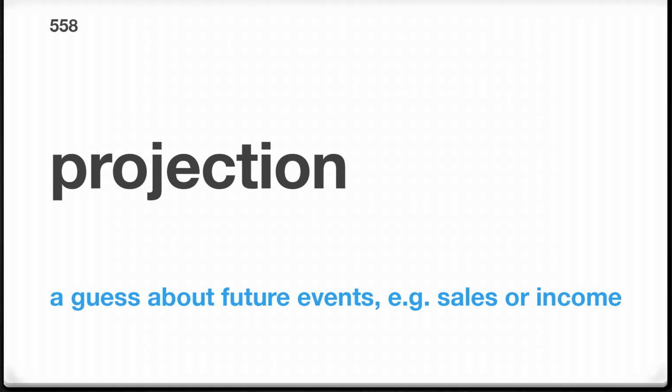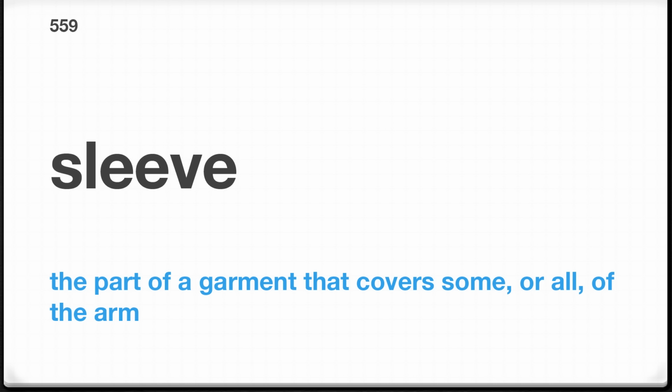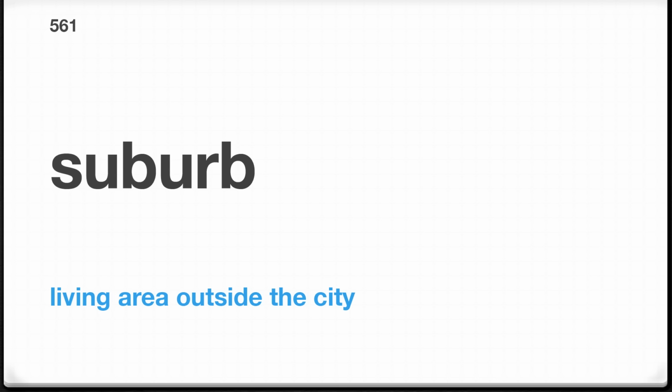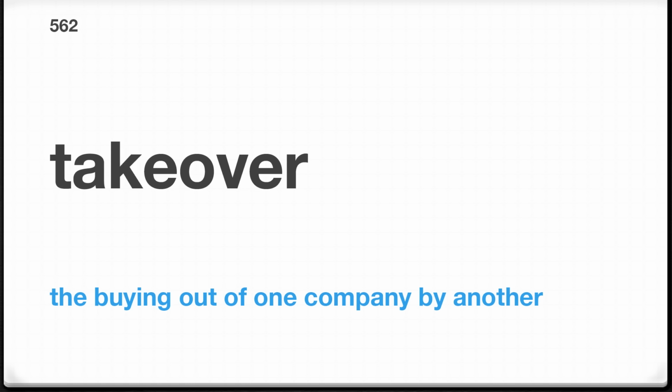A guess about future events, for example sales or income. Projection. The part of a garment that covers some, or all, of the arm. Sleeve. To do with the sun, like sunlight or the heat from the sun. Solar. Living area outside the city. Suburb. The buying out of one company by another. Takeover.